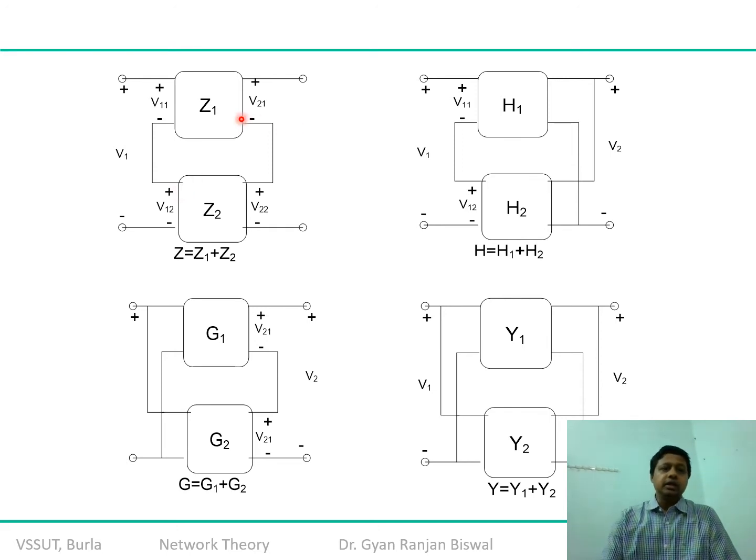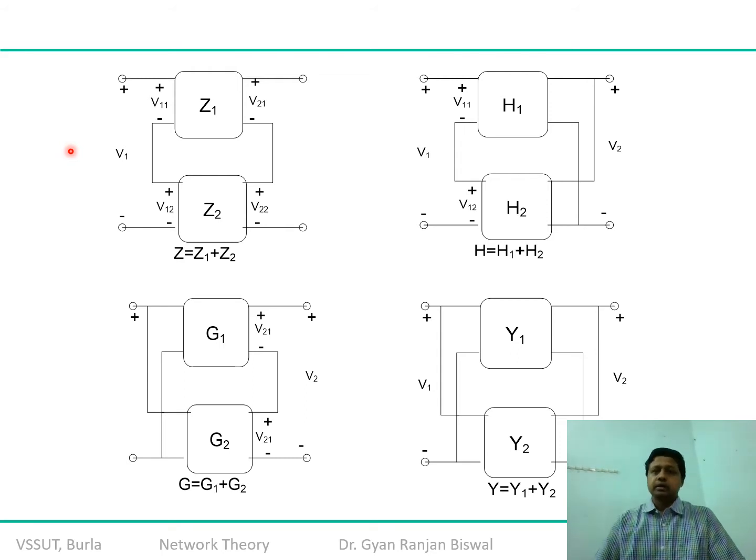Similarly, for V2, this domain is also connected. These two networks Z1 and Z2 are again interconnected in a serial manner. So V2 is available over here and here. Overall, V2 is the sum of V21 and V22. Similarly, overall V1 is the sum of V11 and V12. So whenever there is a serial input and serial output interconnection, you should use the Z parameter analogy to interconnect this network.